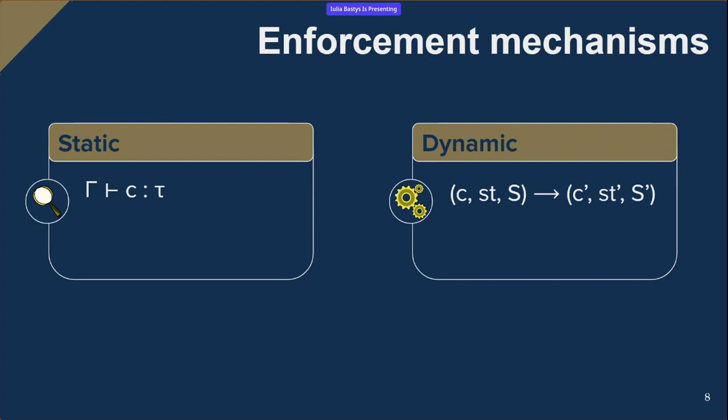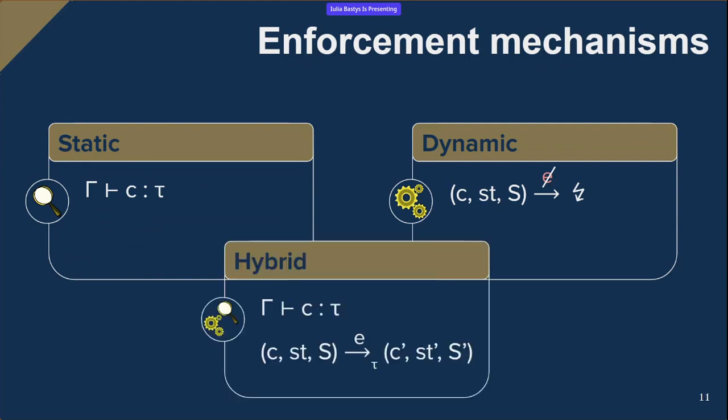And we look at the observations that we get. These observations may be visible to the attacker. And in case these observations leak some secret data, then we abort the execution of the program. And we can also have hybrid enforcement mechanisms, which are a combination of static enforcement with dynamic monitoring.